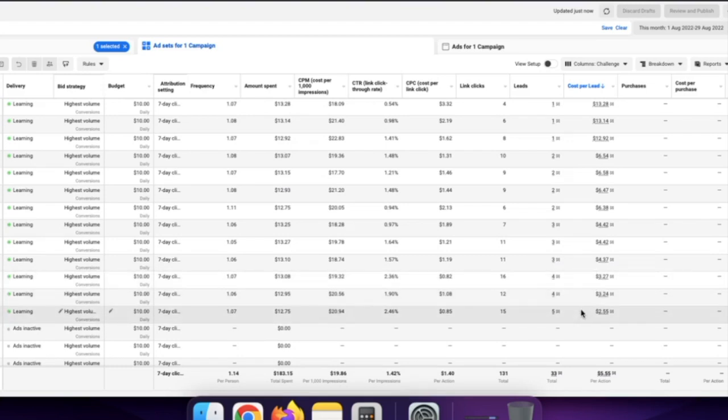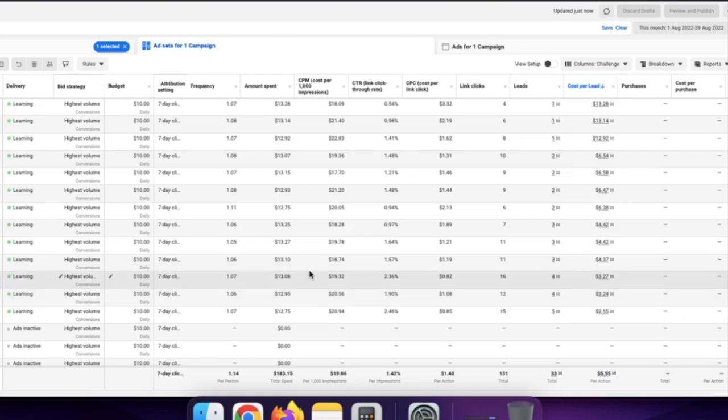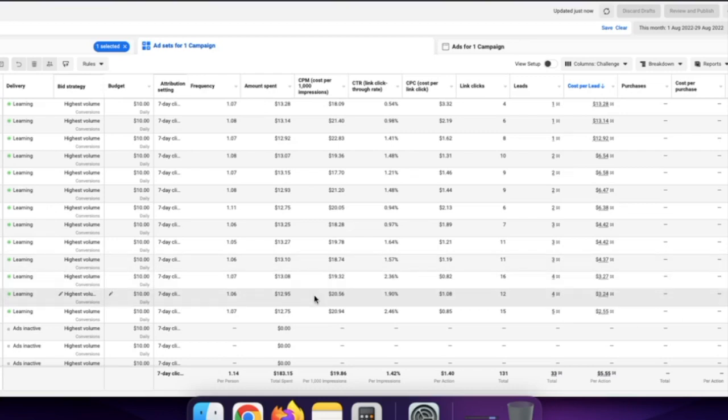Now, if we weren't so rushed to spend so much money in a short period of time, which is obviously the negative of doing a live launch, if this was an evergreen campaign, I would wait for these to at least get 5 to 10 leads at a good lead cost, and let them run for at least 4 to 5 days. You can see here that we've only let these run for a day and a half, just because, again, we've got to spend so much money in a short period of time.